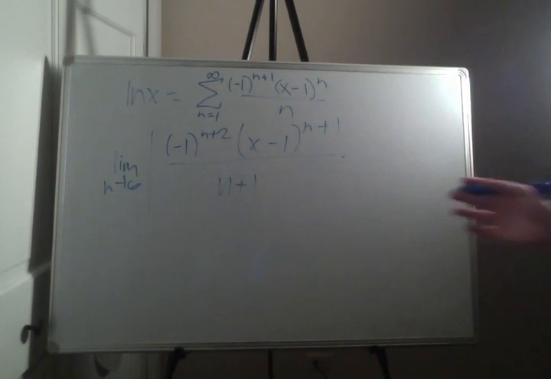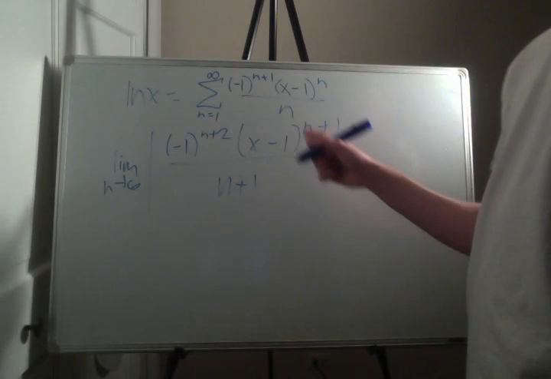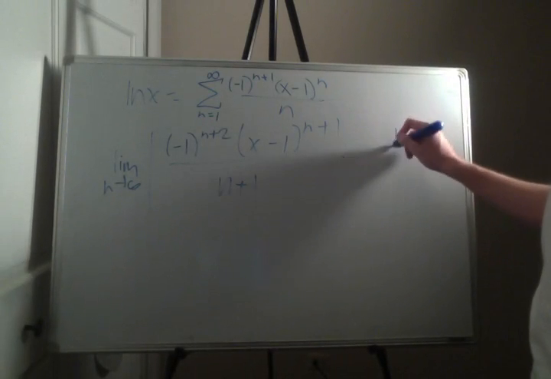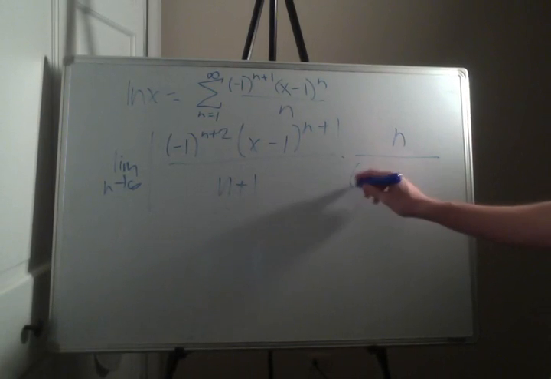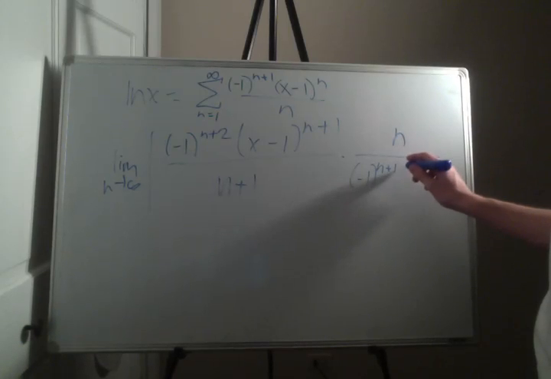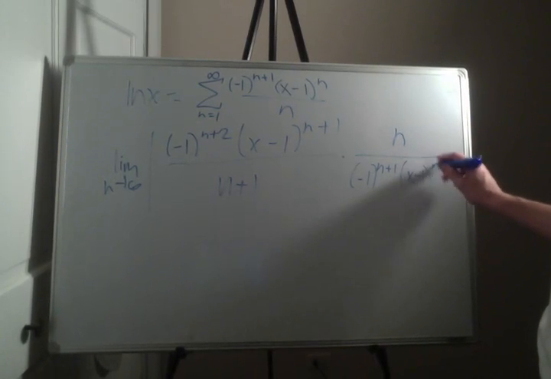And then we're going to multiply this by the reciprocal, because that's the same thing as dividing. And it's going to be the reciprocal of this, because we want the original one. This is a review of the ratio test. So it'd be negative 1 to the n plus 1 times x minus 1 to the n.